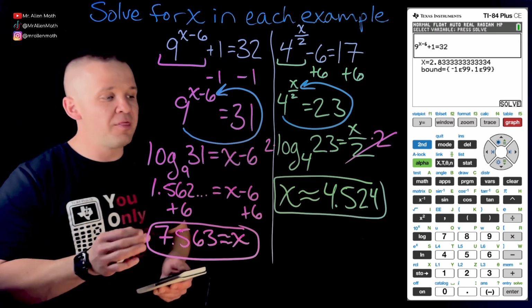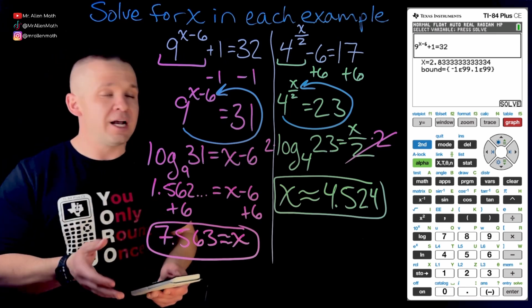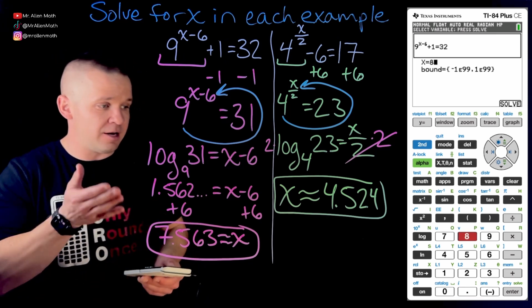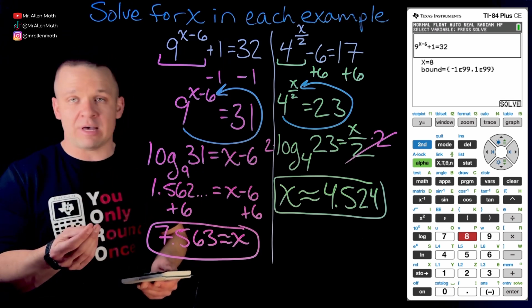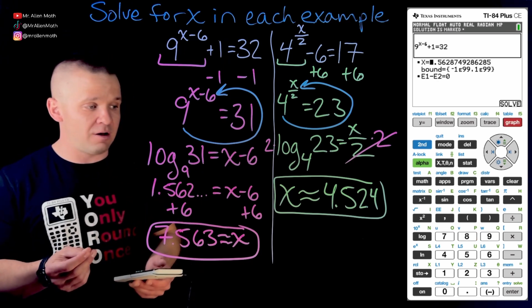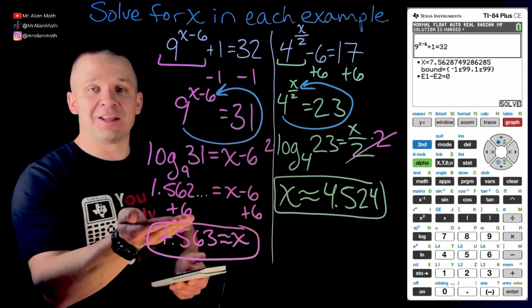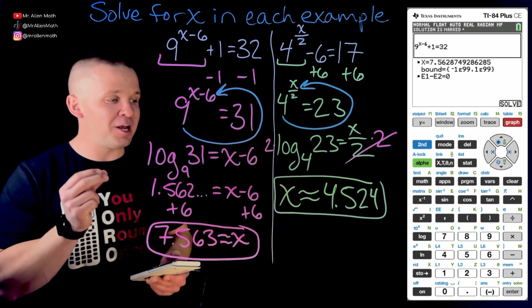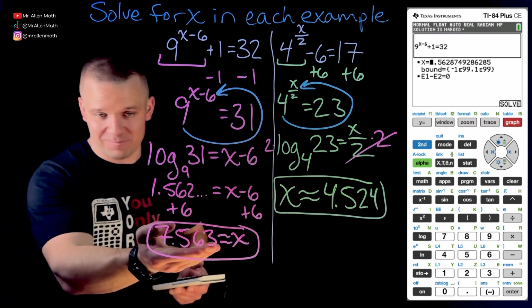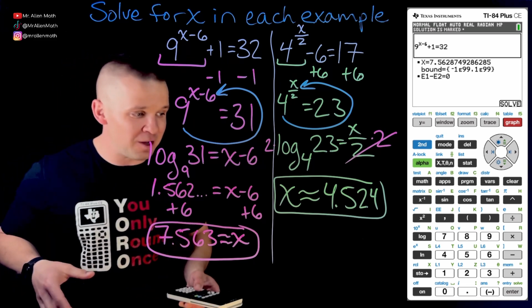That's not our answer. That's just whatever was left in there before. It's a guess right now. You could even type in 8. It doesn't really matter. I'm just going to hit that and then hit graph to solve, and look at that. We get 7.5628563, exactly what we got before.